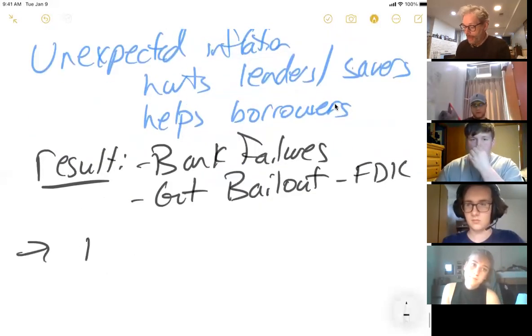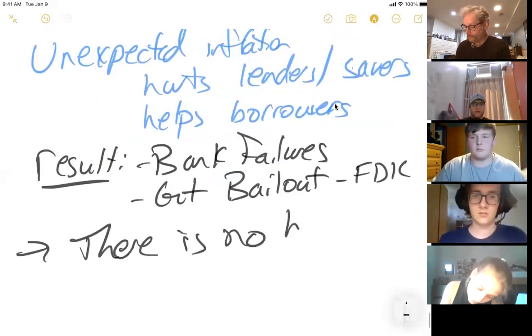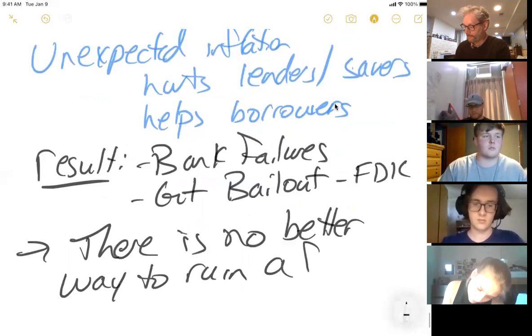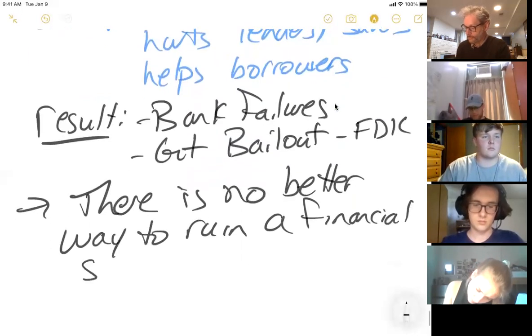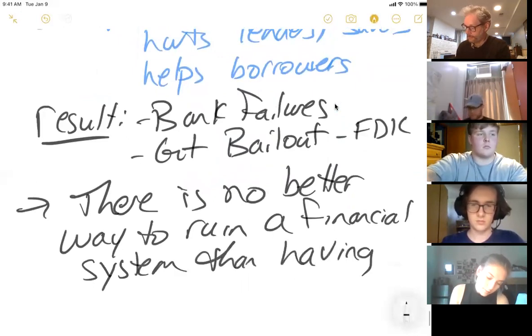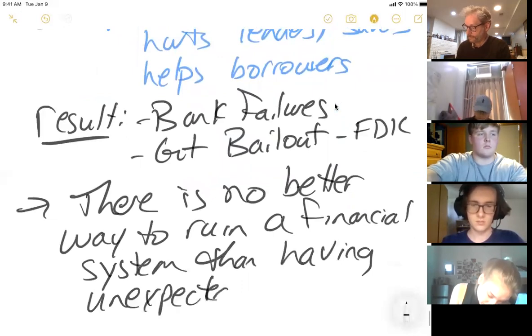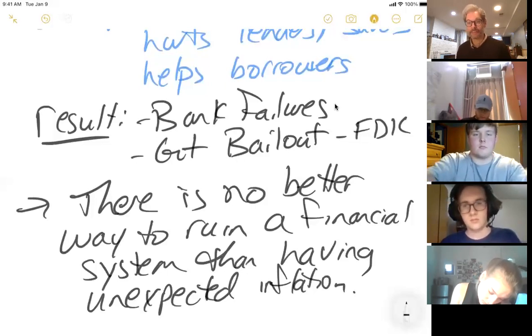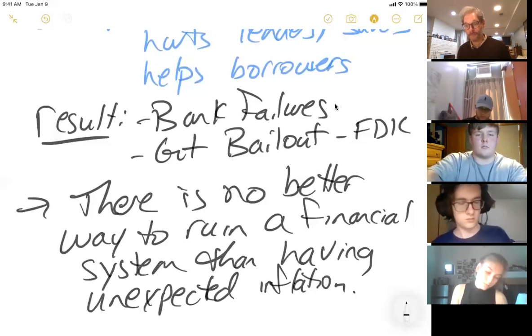There is no better way to ruin a financial system than having unexpected inflation. It creates havoc because it creates a lot of winners and losers. And of course, what happens to those losers is that they're less likely to engage in the same kind of activities that got them in trouble in the first place.